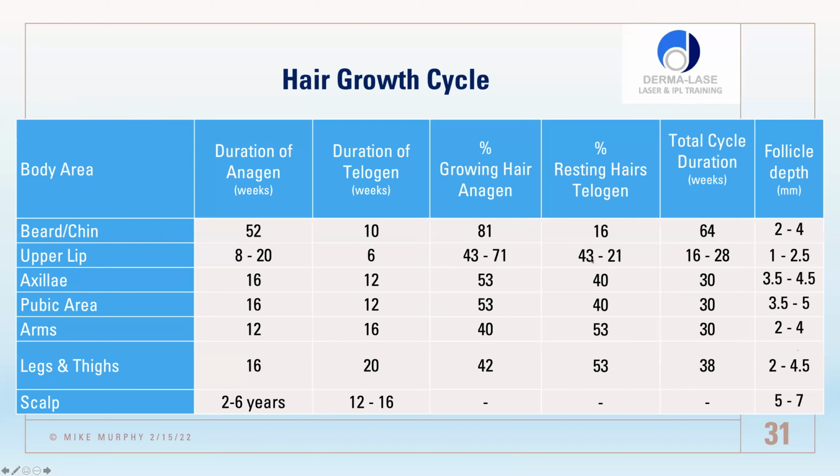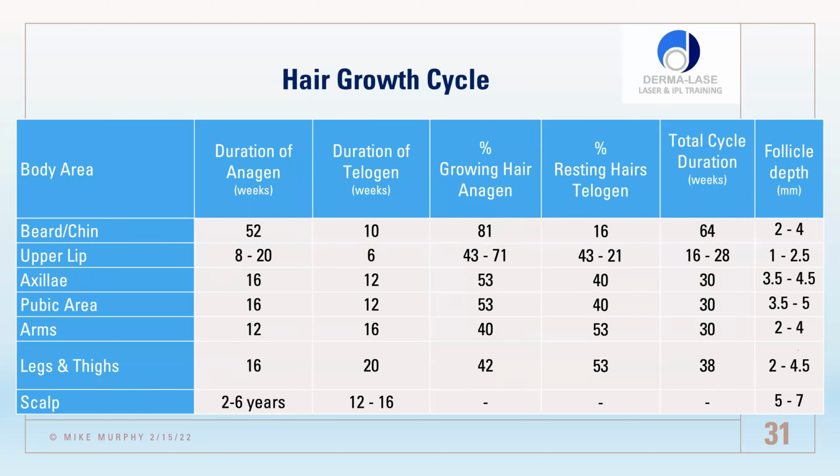And then you've got this other thing here, the depth of the follicles, and they can vary from 2 to 4. The upper lip's only 1 millimeter deep. Armpits and bikini hair is quite deep, 3.5 to 4.5, 5 millimeters. The scalp hair is really deep; it can go down to 7 millimeters apparently. So there's a big variation not only in the duration of all these phases, anagen and telogen. There's also a big variation in terms of the depth.